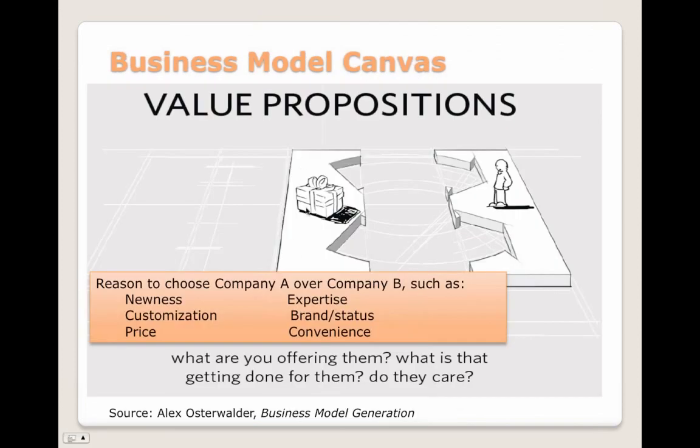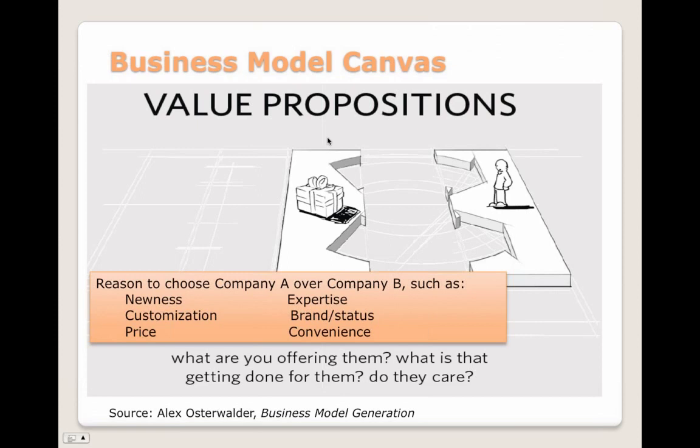Over in the middle of the canvas, you have the value propositions. So this is what makes the company unique, what helps differentiate them from their competitors. And so for each customer segment, the company will have a value proposition. So why should that particular customer segment buy from them? So that's what you want to list in the value proposition.